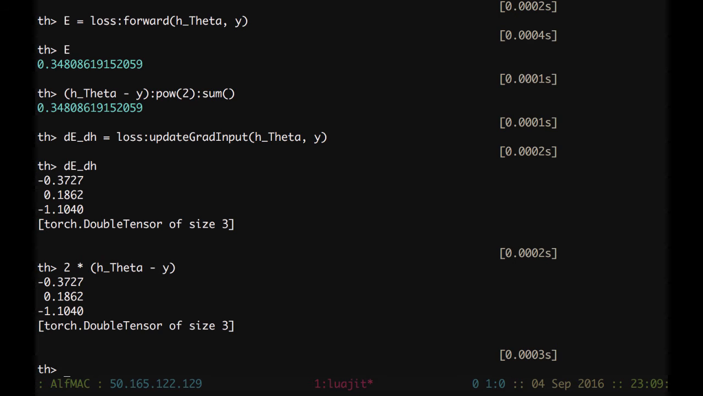So far, so good. What we are seeing here in Torch is exactly what we have seen before in the theoretical slide. Let's compute the error now at the output.